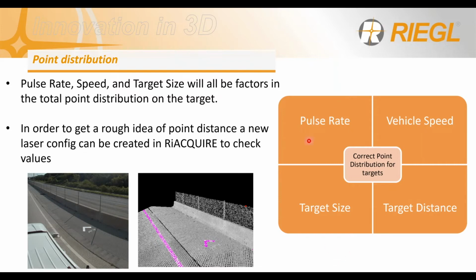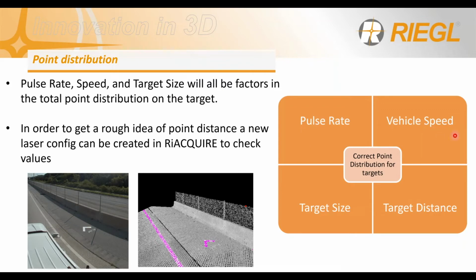So number 1 will be pulse rate. Whether you have a higher density scanner or a lower density scanner, you need to know what pulse rate you're actually collecting at, whether it be 1.8 megahertz, 1.2, or 500 kilohertz, to know that you're going to get enough points on that target.